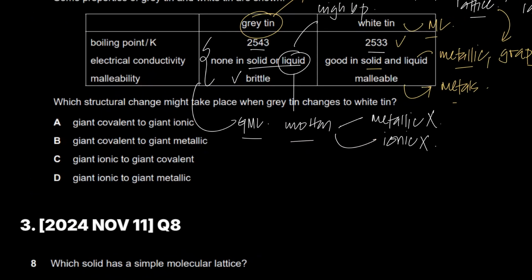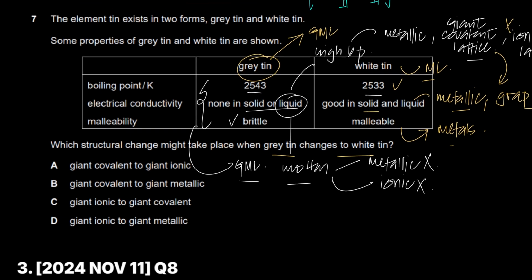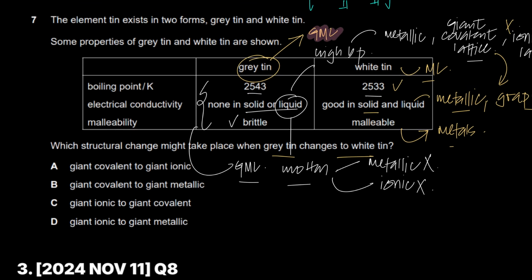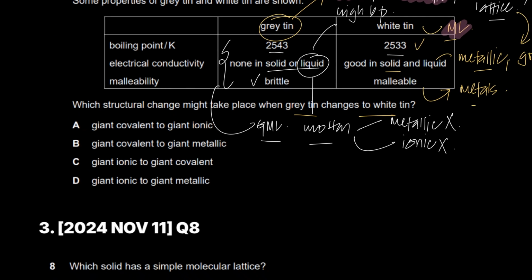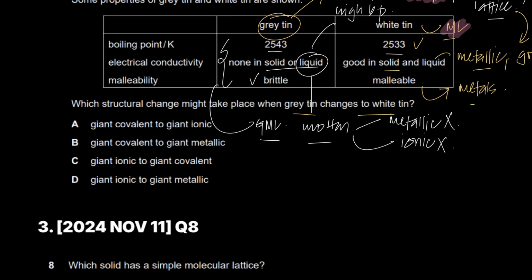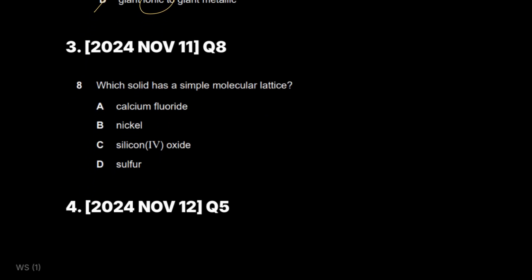Now you're asked, which structural change might take place when gray tin changes to white tin? You would go from a giant molecular lattice to a metallic lattice, right here, metallic lattice. So giant molecular lattice or giant covalent, not giant ionic. It's not ionic, right? We already figured that out. Giant covalent to giant metallic, not ionic, sir. Not ionic, right? Because ionic doesn't conduct in solid. Done. B is the correct option. This is how easy A-level MCQs are, I swear.